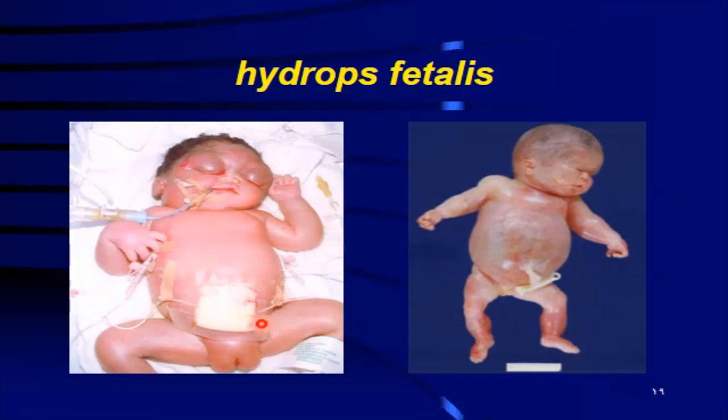This is a case of hydrops fetalis. You can see the massive edema. This is a dead intrauterine baby, and this is a baby born with massive anasarca. You can see severe puffiness of the face, leg swellings, and massive abdominal distension.